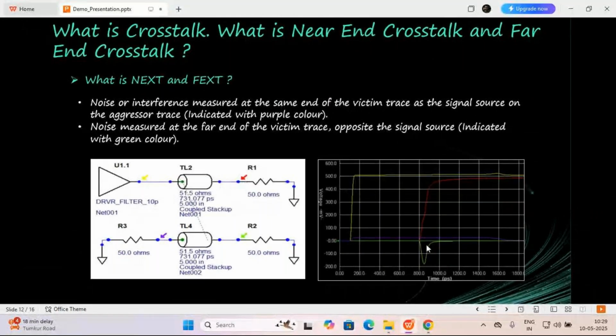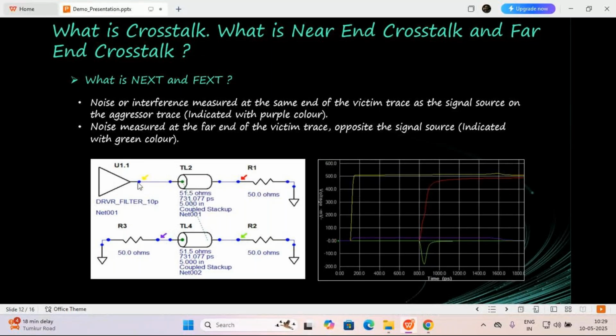Then we have these 2 points. One is the purple point and one is the green point. The purple point is nothing but the near end. So the purple signal tells you the near end crosstalk. Why are we calling it near end? Because it is near to the driver side.